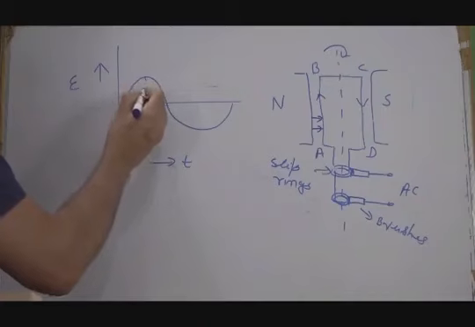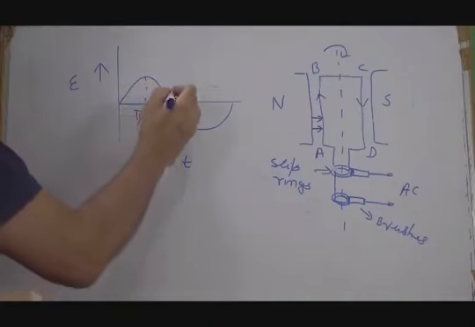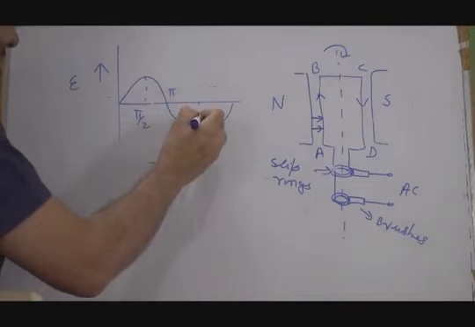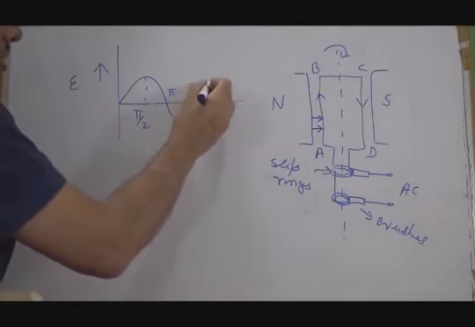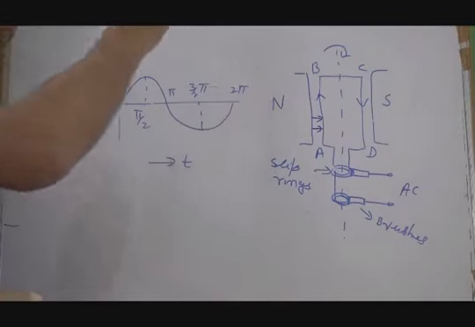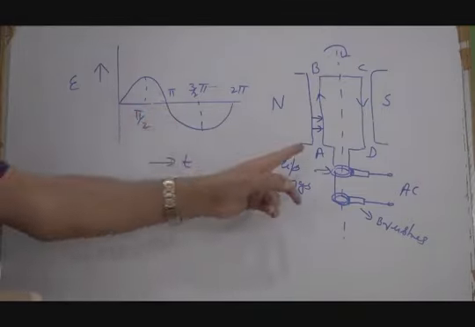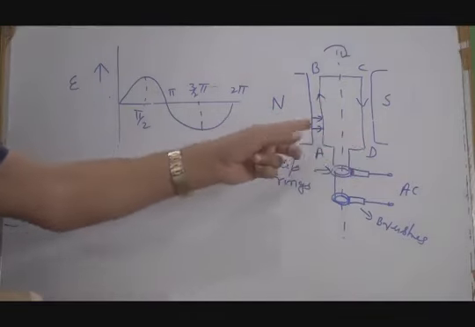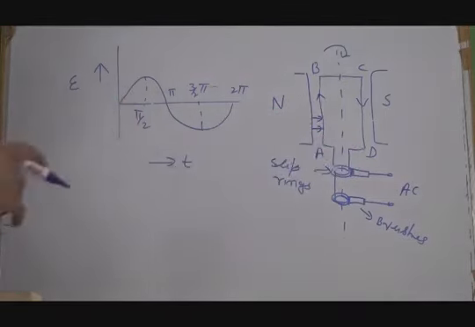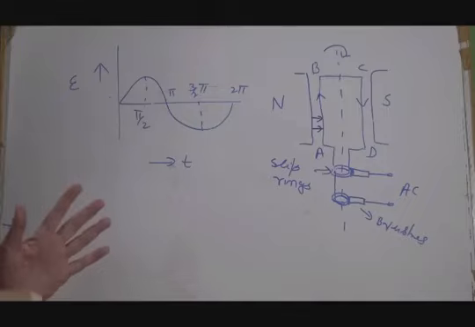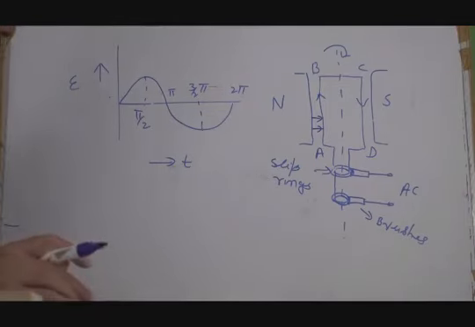It is 0, pi by 2, pi, 3 by 2 pi, and 2 pi. So after 180 degrees, the direction of the current will be reversed. Due to that reason, it is called alternating current. Positive, negative, repeatedly positive and negative cycles. So it is called alternating current. So this is the working of the AC generator.